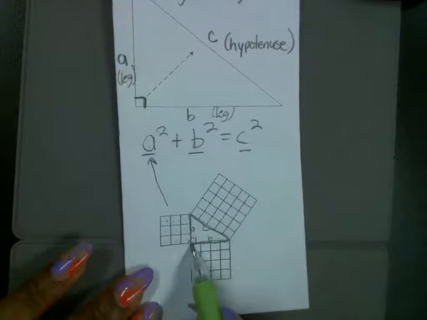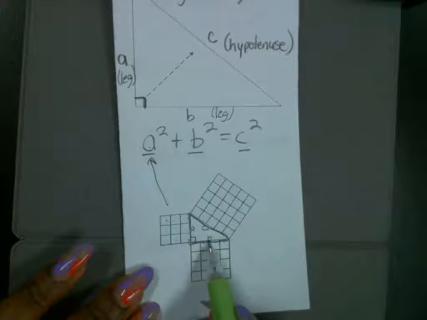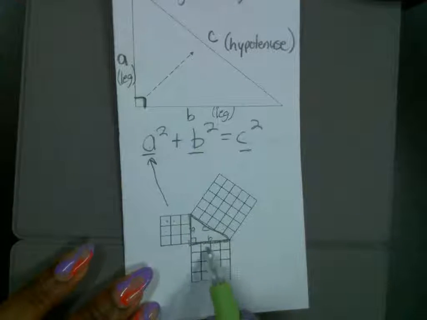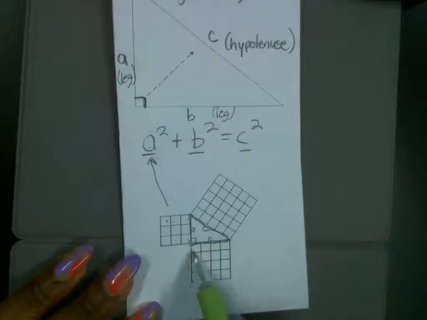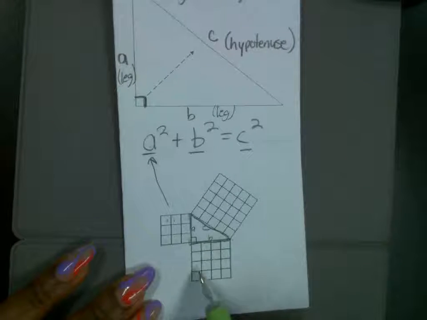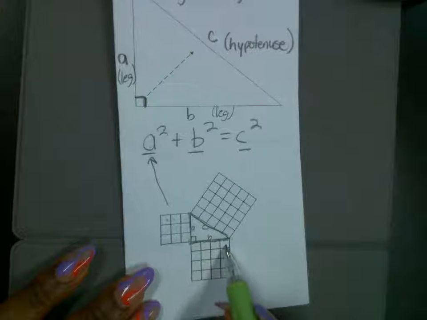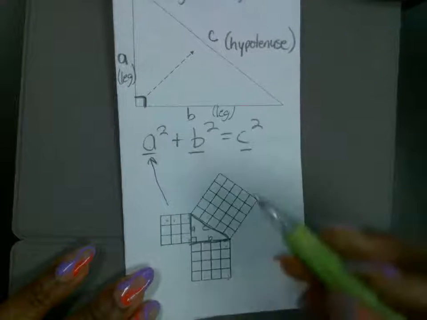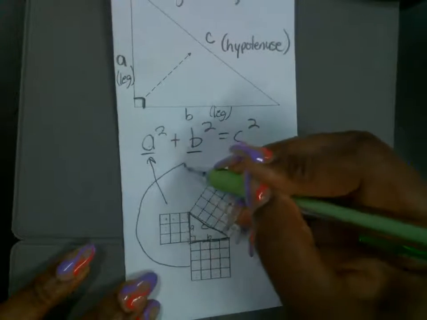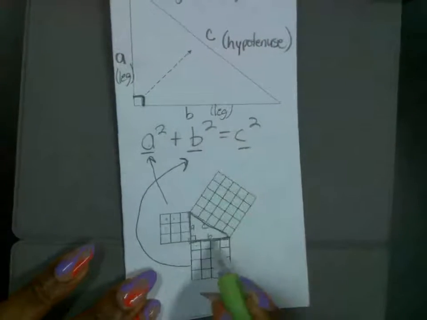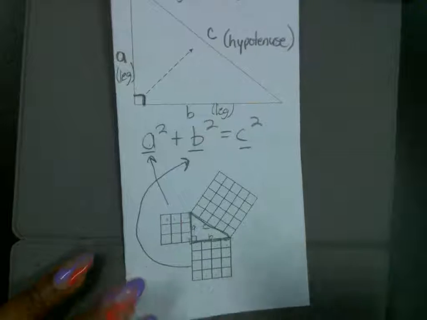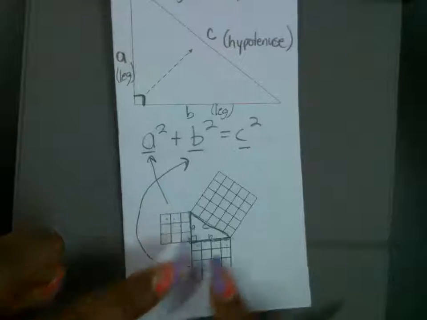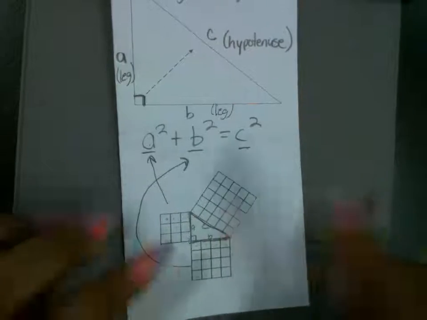He did the same thing here. This length is 1, 2, 3, 4. He squared 4. How many squares are here when he squared 4? Count them. 16. 1, 2, 3, 4, 5, 6, 7, 8, 9, 10, 11, 12, 13, 14, 15, 16. So he squared B right here. B squared. This is 4. 4 squared is 16. And he found out when you add these two squares together, it gives you the total of this square. So let's add them.